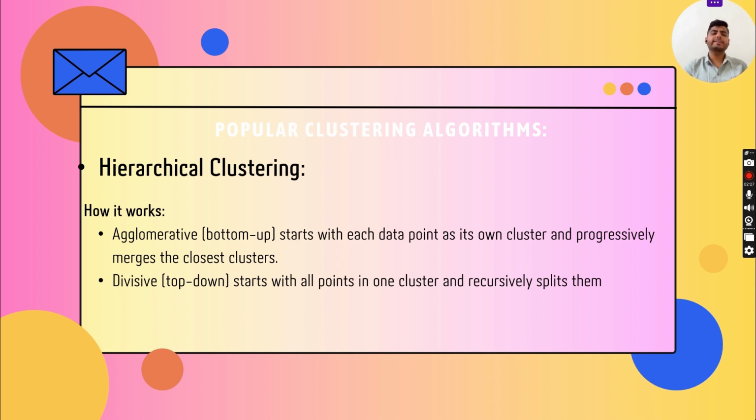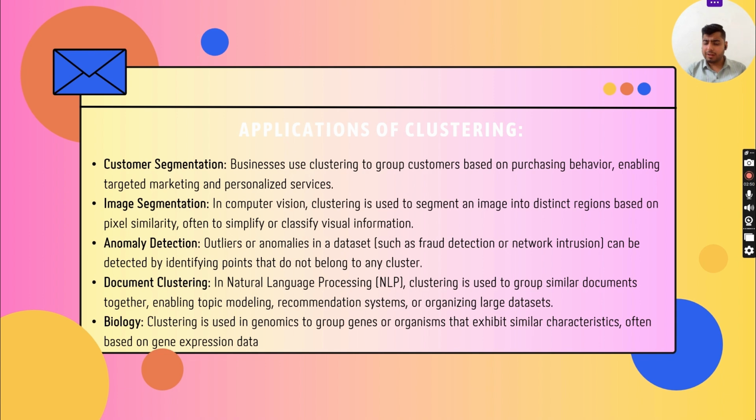Next is hierarchical clustering. How does it work? Agglomerative, which is bottom-up, starts with each data point as its own cluster and progressively merges the closest clusters. Next is divisive, which is top-down. It starts with all points in one cluster and recursively splits them. Next, we will see applications of clustering.